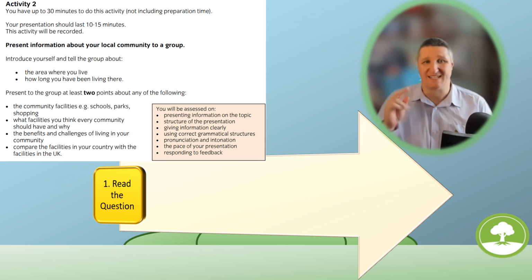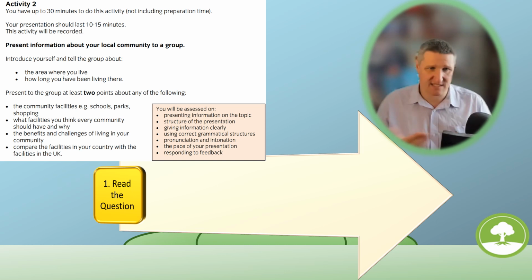Present to the group at least 2 points about any of the following: the community facilities, for example, schools, parks, shopping. What facilities you think every community should have and why. The benefits and challenges of living in your community. Compare the facilities in your country with the facilities in the UK.